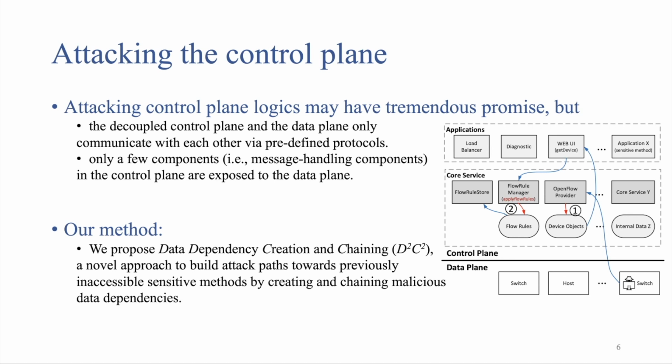So the attacker in the data plane will use the compromised data plane device, which is the switch in this case, to interact with the controller. He will inject malicious data, and then a series of components, such as core services and applications, will be exploited in order to build an attack path towards the target.